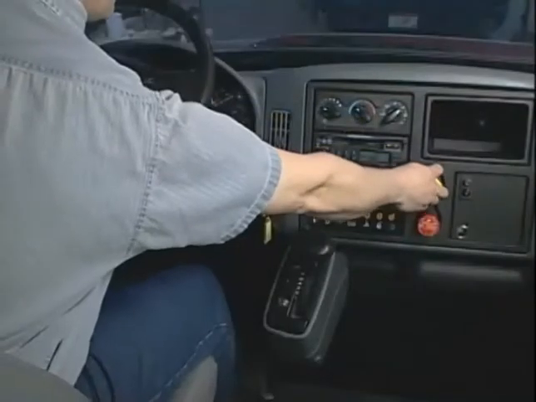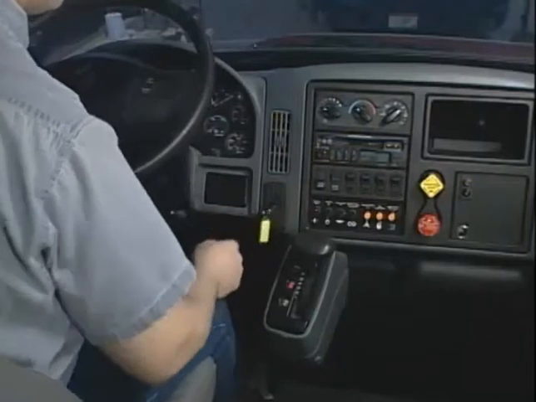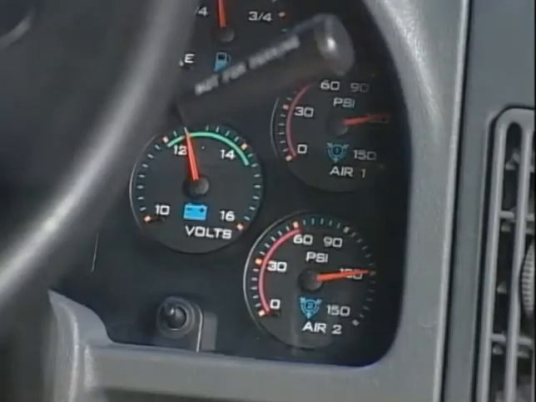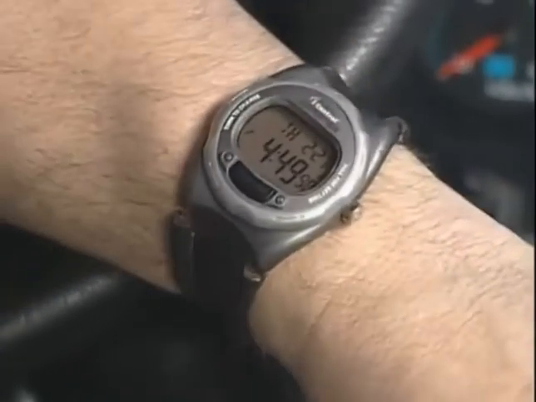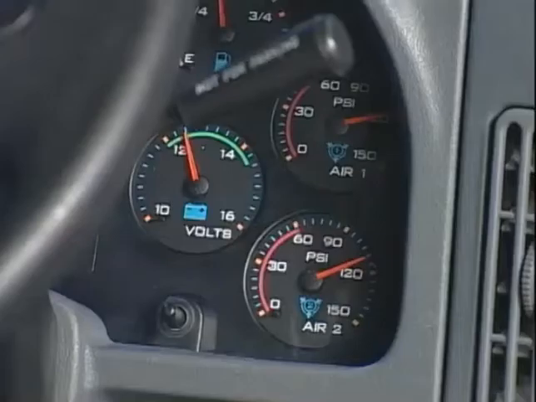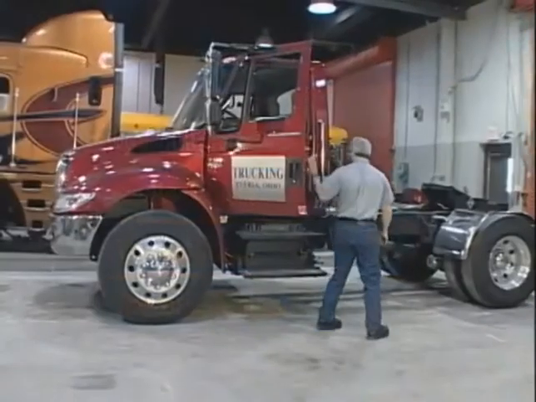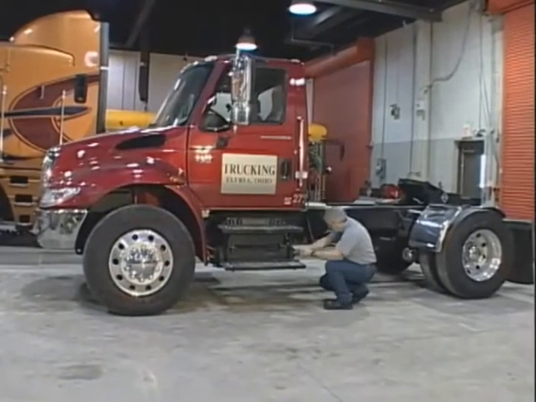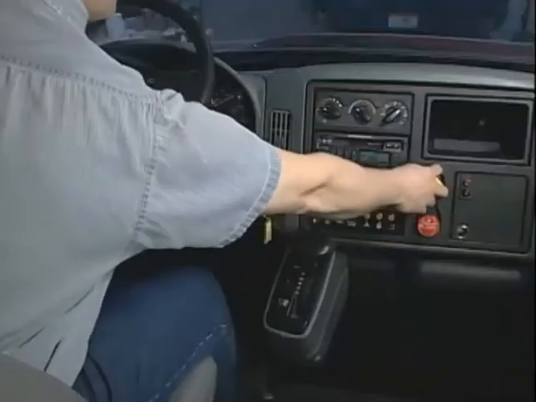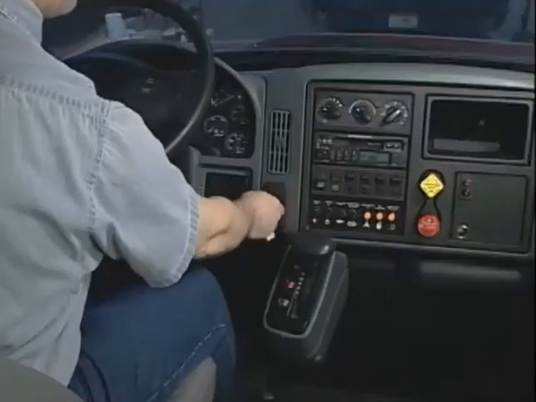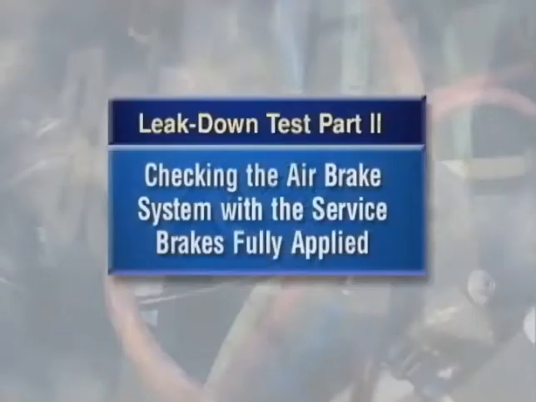With the parking brakes applied, charge the system to full pressure, that is, to governor cutout. Wait at least 1 minute for the pressure to stabilize. Then start the actual 2-minute timing of the test. If during those 2 minutes the pressure drop for either service reservoir exceeds the acceptable pressure levels listed here, you'll need to investigate further to locate the actual air leakage source. Depending on what you find, you may need to repair or replace parts. You'll then need to retest to make sure you found the real cause of the pressure drop.